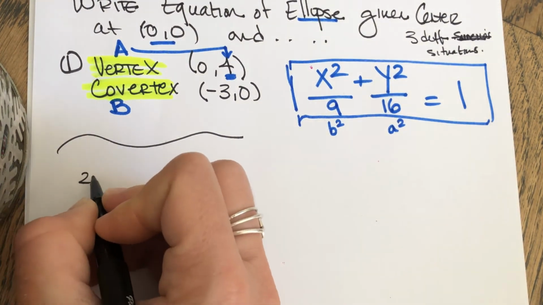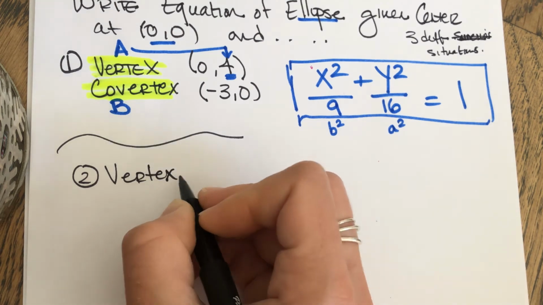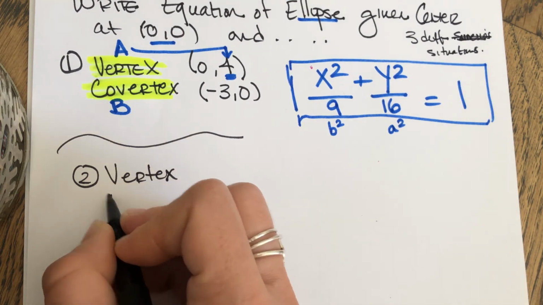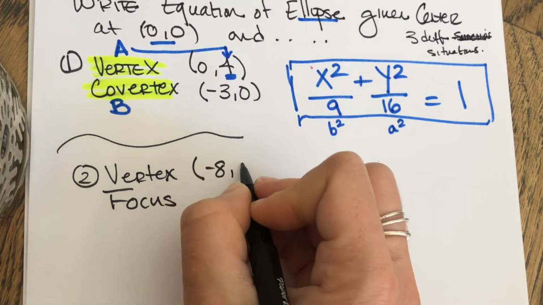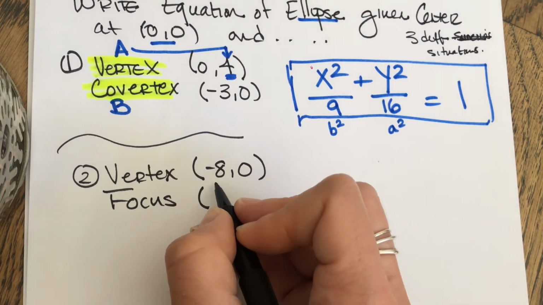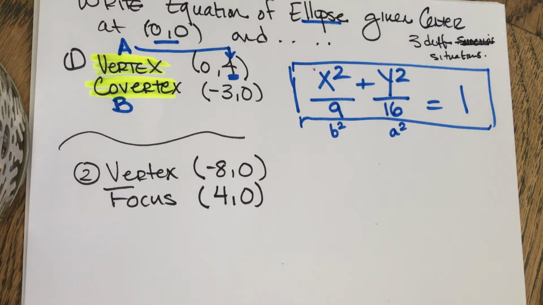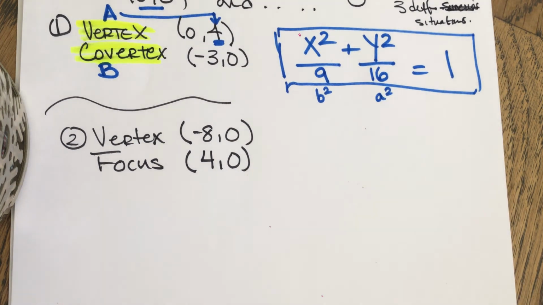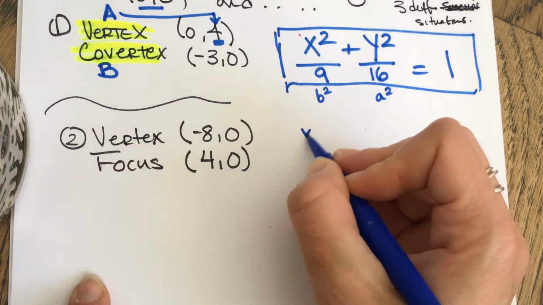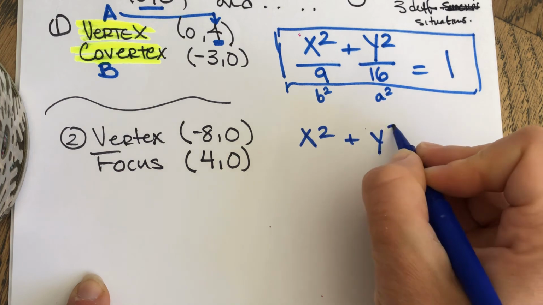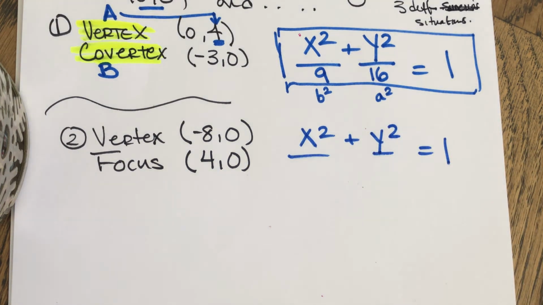Second scenario or situation. I can give you one more time your vertex, and I can give you your focus. Okay, so (-8, 0) is the vertex. Your focus, hey, vertex and focus, they must be along the same axis. All right, so here you go again. Let's do this. You know you're writing an ellipse at the origin. Let's eliminate some of our thinking. Done, done, done.